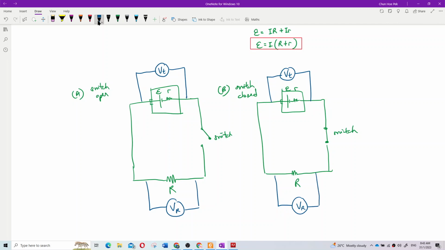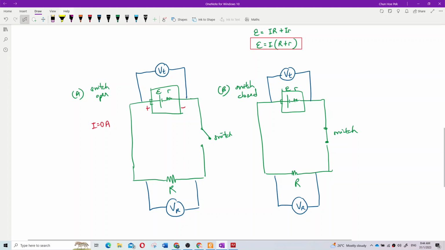Okay, class. If the switch is open, is there current or not? Can the current flow? If the switch is open, is there current flow in the circuit? No. Current is zero. No current flows in the circuit if the switch is open.